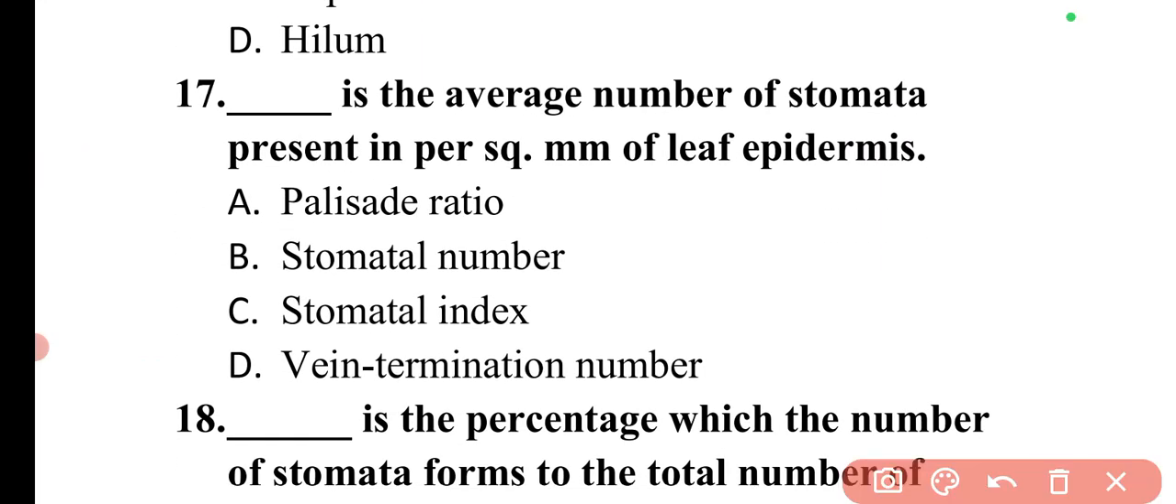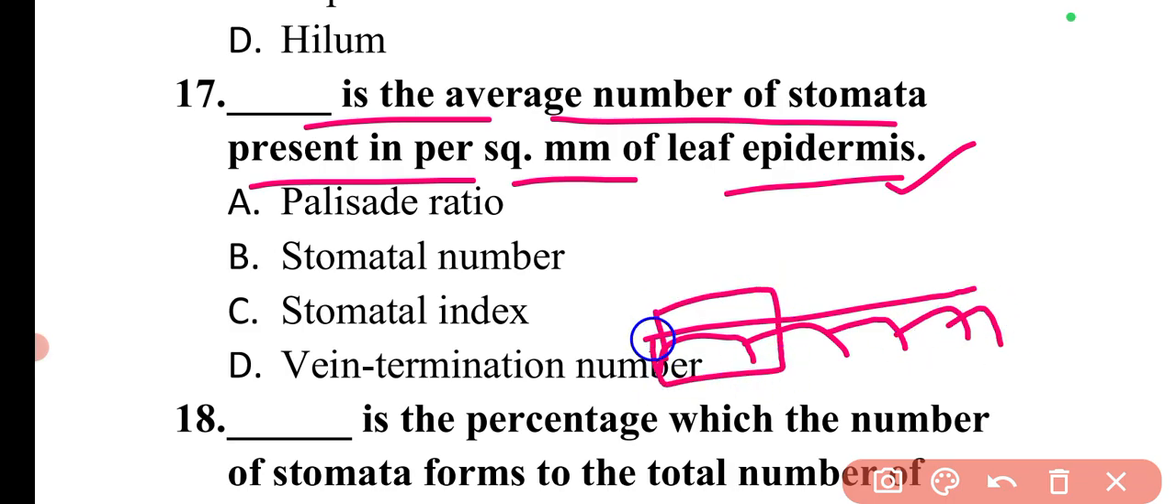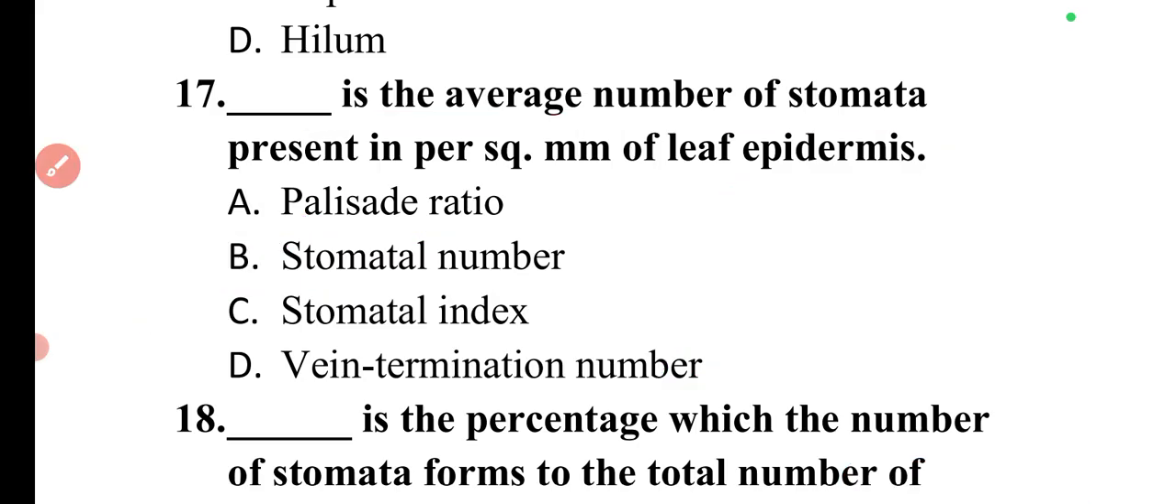Next question is, dash is the average number of stomata present per square mm of leaf epidermis. So there is leaf epidermis, and in leaf epidermis per square mm, the number of stomata present in this is known as the stomatal number. If they are talking about the number, it is a stomatal number.